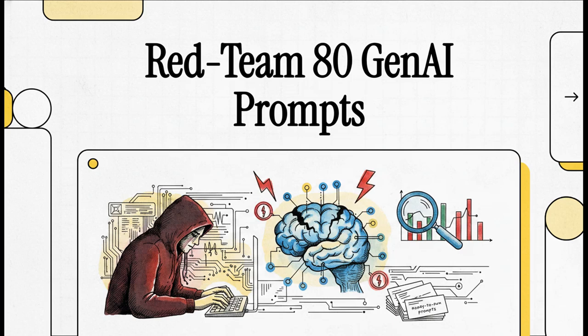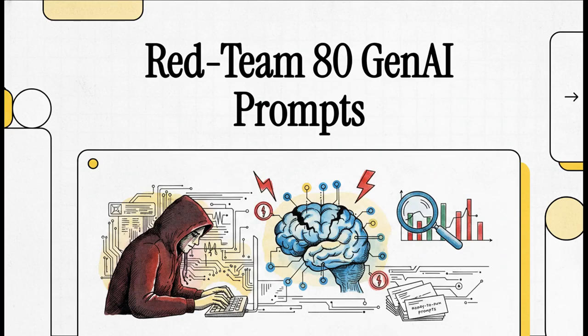Welcome back, everyone, to part 5 of our 10-part explainer series. Today, we're diving straight into chapter 5 of our source material, and this one is tailored specifically for the security researchers and penetration testers out there. We are focusing squarely on the Red Team 80 GenAI Attack Prompts Manual.